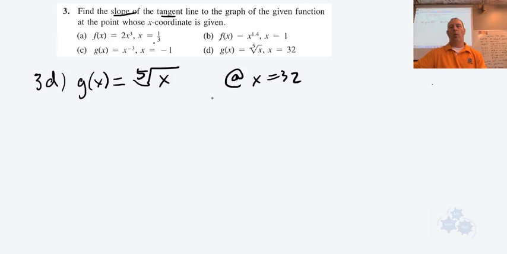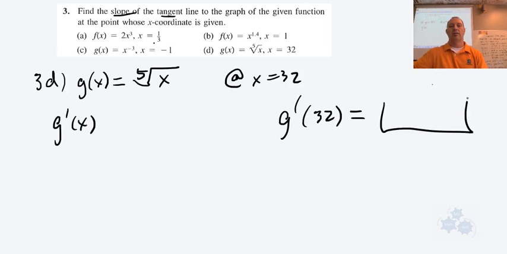So I actually want to know what is the slope of the tangent line to this function when x is 32. You don't have to know what this function looks like. All you have to do is find the derivative g prime of x, and then we're going to put in g prime of 32, and we're going to evaluate that. And that's going to be your slope.